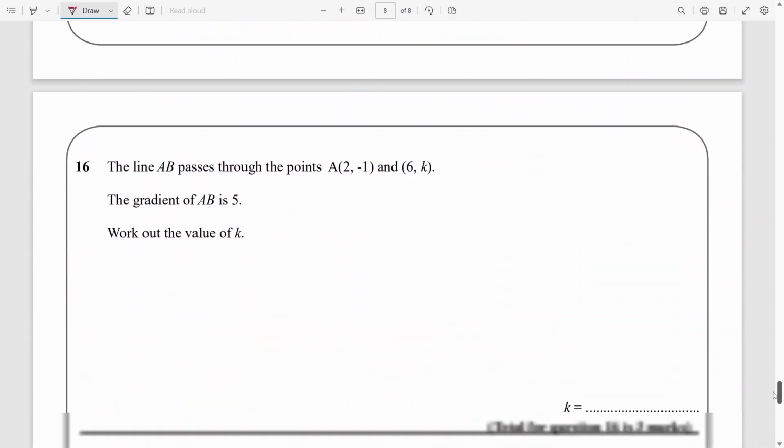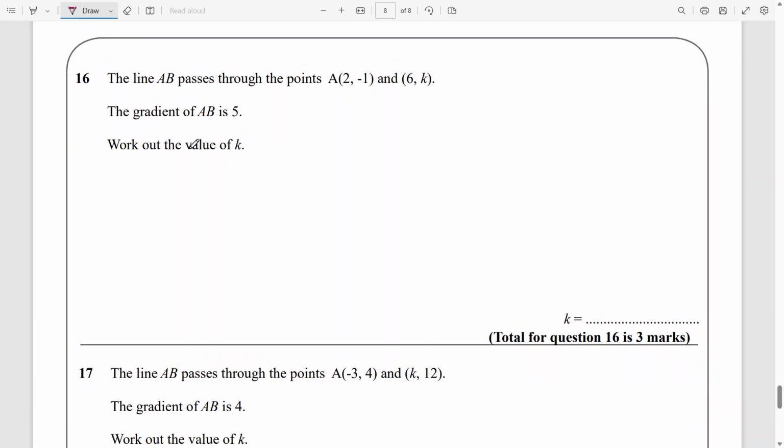And then we come to, let's do a tricky one. So the line AB passes through the coordinate (2, minus 1) and (6, K), and the gradient of the line is given as 5. So we want to work out the value of K. So we know that gradient m is the same as y2 minus y1 over x2 minus x1. Now we know the gradient is 5, so replace m with 5. Our y2 here is K, minus y1, which is minus 1. And x2 here is 6 minus 2.